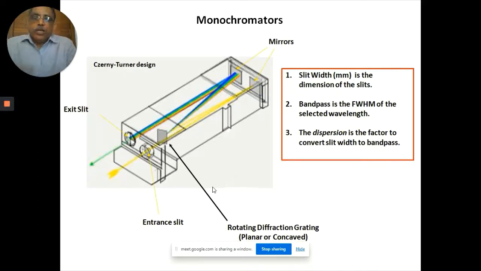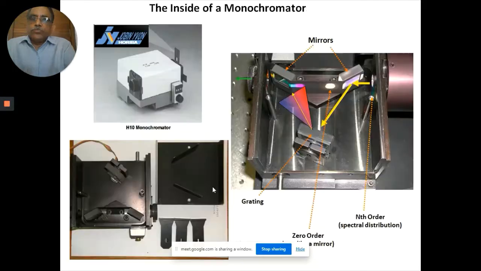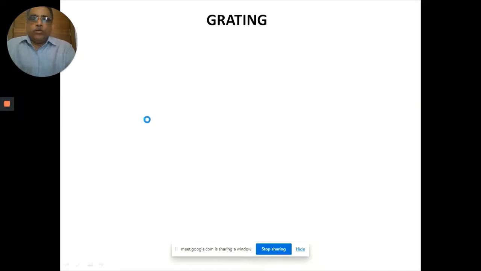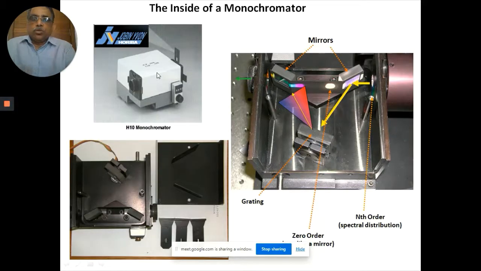Now let us go into the details of the components of the monochromator. Different forms of monochromators are available worldwide, and many people manufacture them. If you look inside, we have the mirrors and the grating. This one is a grating. You have the entry port, light comes in here and disperses, and then another mirror reflects it back to the other slit, the exit slit.